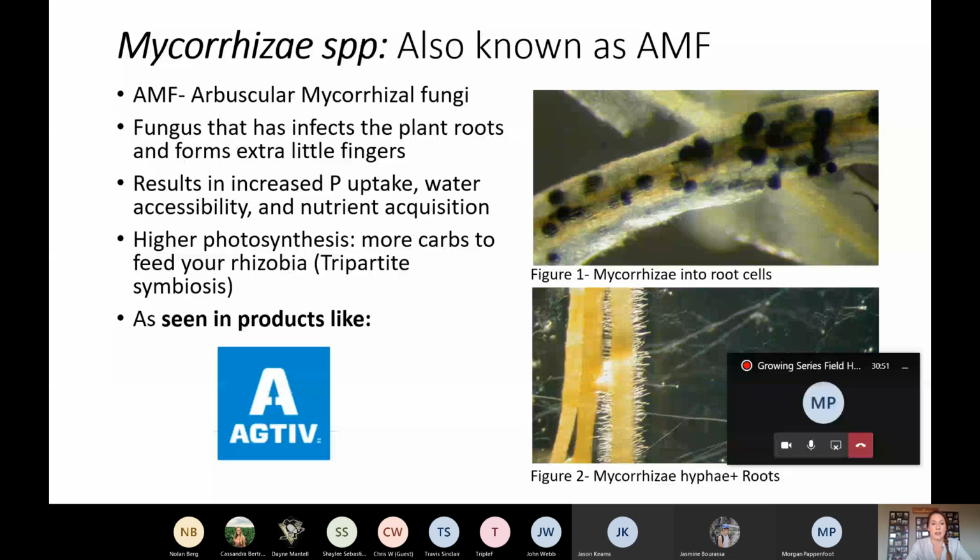And also when you pair it with a rhizobia product, they call it tripartite symbiosis, which means that you're going to have more photosynthesis to feed the rhizobia. And as a result, you're going to get more nitrogen. So your plants should be growing a lot more ferociously. And these are seen in the AgTiv products.